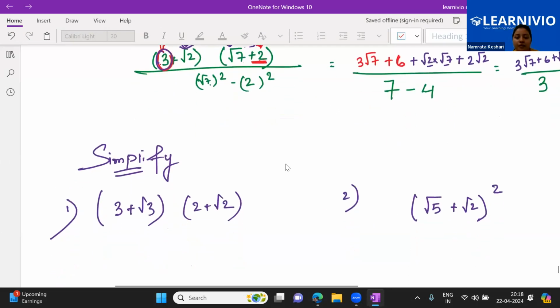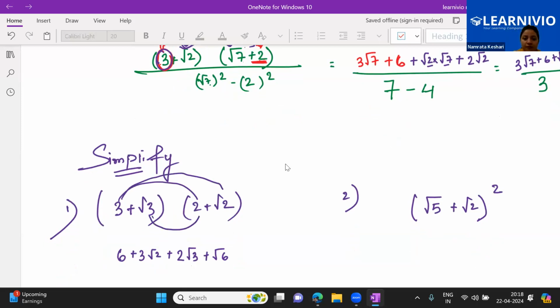3, 2 plus 2 root 3 plus root 6. 6 plus 3 root 2 plus 2 root 3 plus root 6. Let me check. 6, 3 root 2, 2 root 3, root 6. Yes, this is how we have to do the simplification.